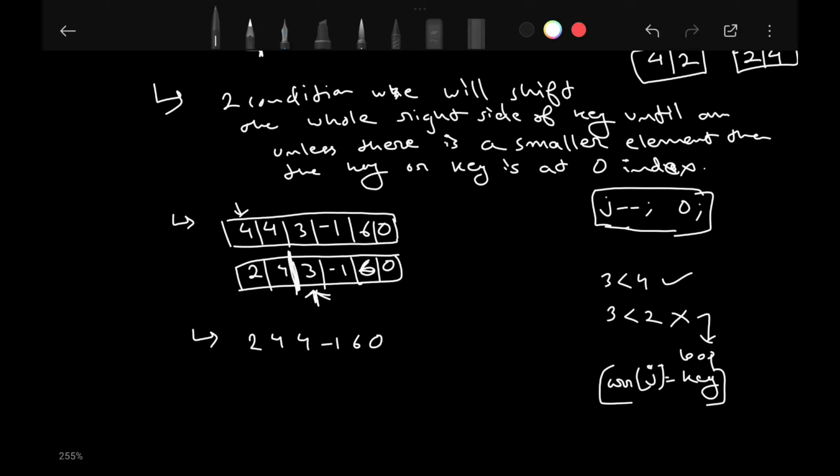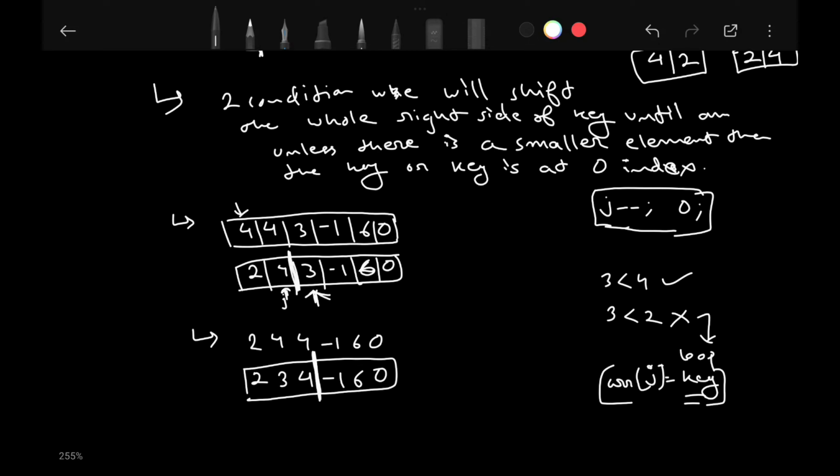Our j has stopped right here, because 2 is not greater than 3. As I told, wherever the j stops, we need to put our key there. So here our key will be put in place of 4, and up till here, our array is sorted.